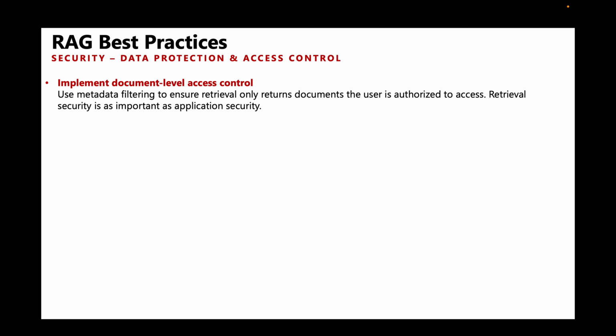To improve security of a retrieval augmented generation system, you can implement document level access control. Retrieval systems should only return documents that a user is authorized to access. This is commonly enforced using metadata filtering based on permissions, roles, tenants, or access groups before retrieval occurs. Retrieval security is just as important as application security because unauthorized chunks should never reach a large language model context.